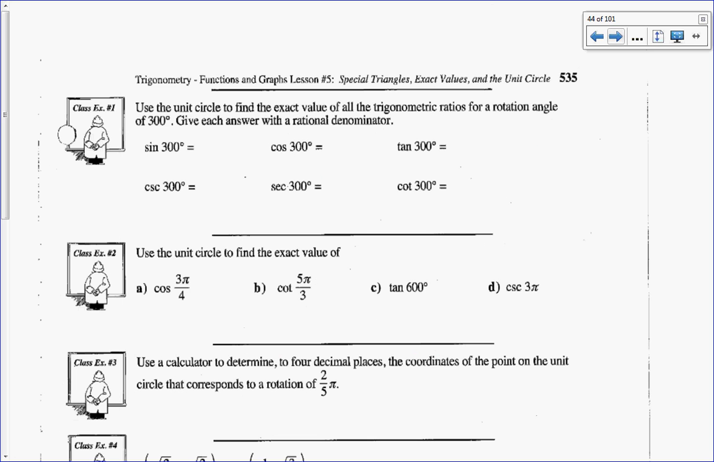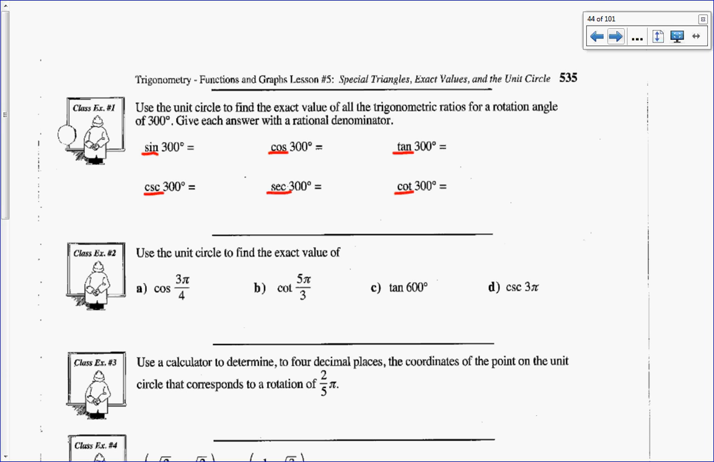All right, class example number 1. Use the unit circle to find the exact value of all the trig ratios for a rotation angle of 300 degrees. So they've asked us to find sine of 300, cosine of 300, and tangent of 300, and as well, their inverses, all for 300 degrees.